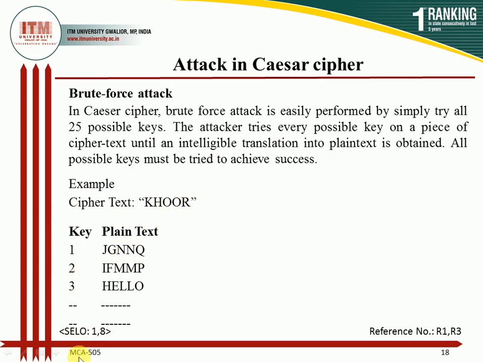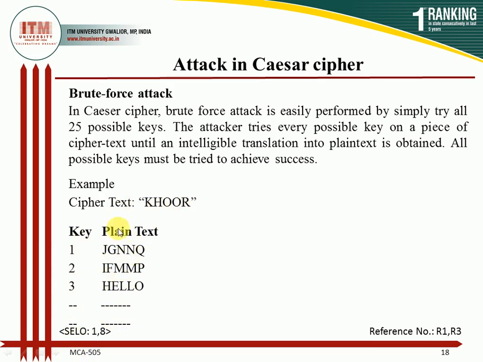So in how many ways will the attacker get the plain text message? 25 ways, right? If the attacker tries the 25 possible keys, then he or she will get the plain text message very easily. That's why we can say that the Caesar cipher is not very secure. Why? Because the brute force attack applies. How? Because the attacker will try all possible keys, the 25 possible ways of decrypting your messages, and at the end he or she will get the message.